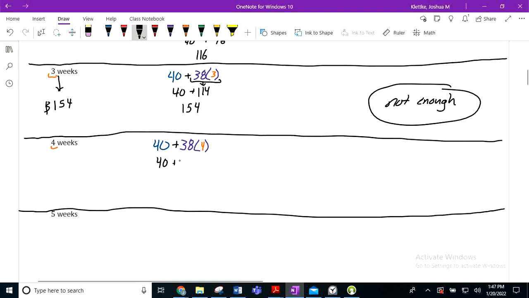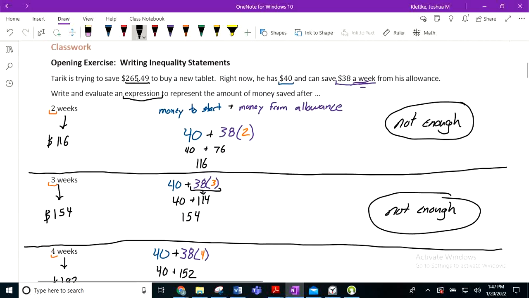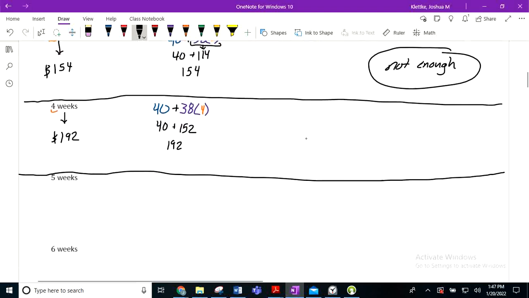So 40 plus, and let's see, 38 times 4 gives us 152. 40 plus 152 gives us 192. So he's getting closer. After 4 weeks, he has $192 saved up, but still, that's not enough. He needs the $265.49, so not enough.